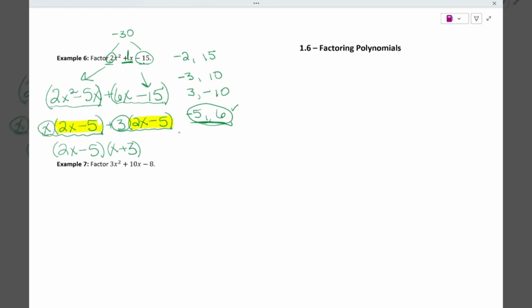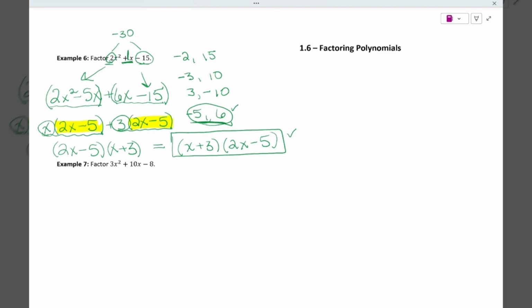So students sometimes ask if the order matters. Do I have to write 2x minus 5 first, or can it be the next one? And it doesn't. So I can rewrite this as x plus 3, 2x minus 5 as well. What does matter and what is important is what's inside the parentheses. The signs matter as well. So it has to be a plus 3, a minus 5. It has to be an x and the 2x. The x has to be with the 3, the 2x with the minus 5. So all of that matters, but you can choose to write the two factors in a different order as well.